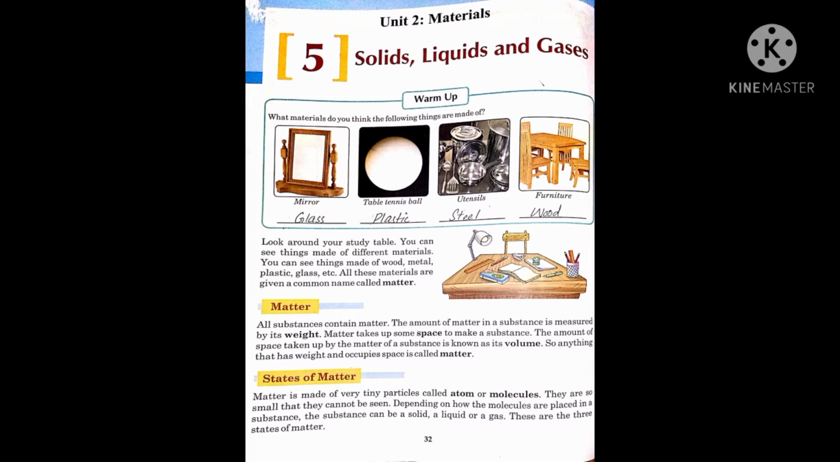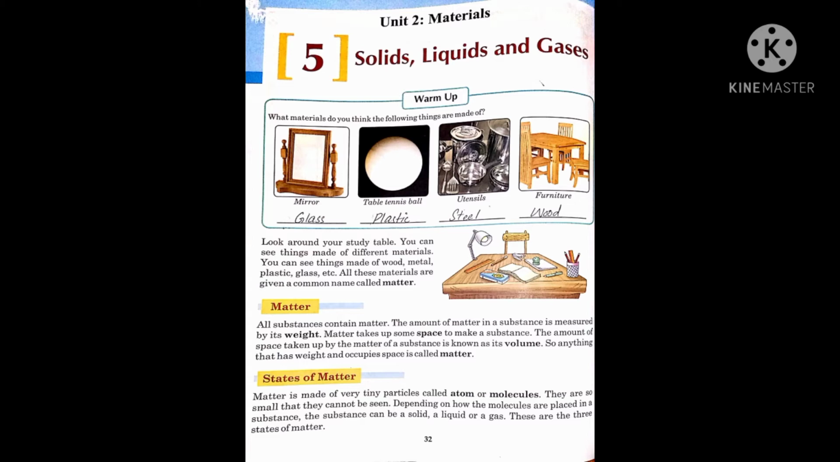Now let's move towards reading. Look around your study table. You can see things made of different materials. You can see things made of wood, metal, plastic, glass, etc. All these materials are given a common name called matter. All substances contain matter. The amount of matter in a substance is measured by its weight. Matter takes up some space to make a substance. The amount of space taken up by the matter of a substance is known as its volume. So anything that has weight and occupies space is called matter.